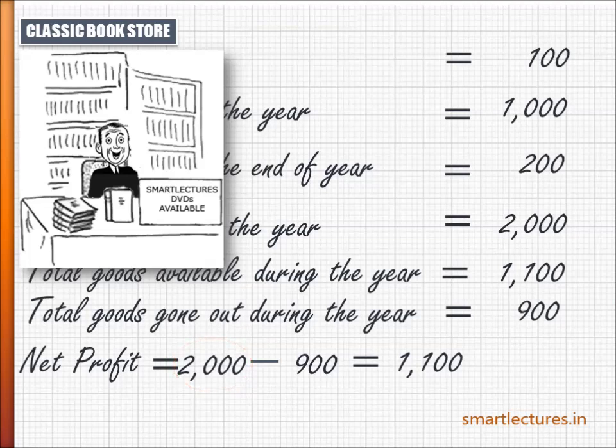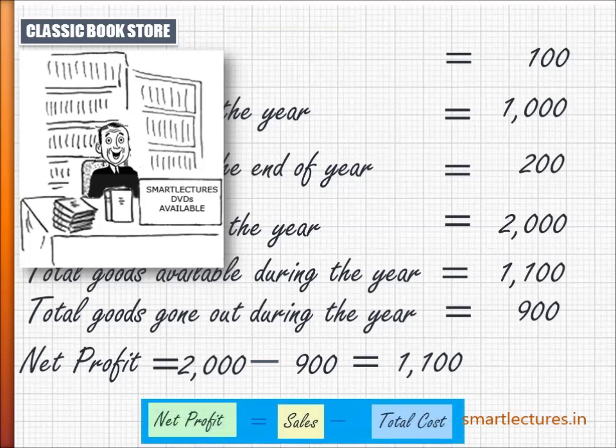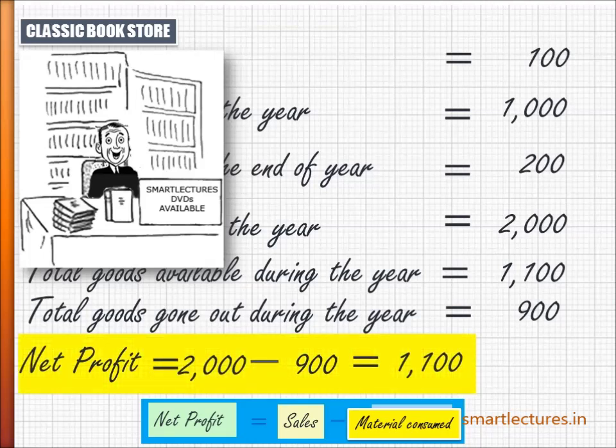So in other way, I can twist the formula a bit. Net profit is equal to sales minus total cost, and the total costs have so many components, but the main component is material consumed. In this question, the total cost is equal to material consumed of rupees 900. So I can say sales minus material consumed, 2000 minus 900 is equal to 1100. This is our net profit.